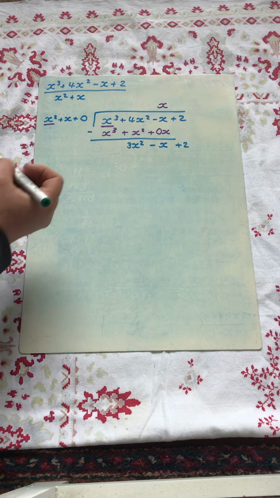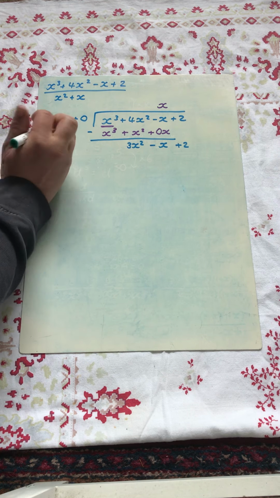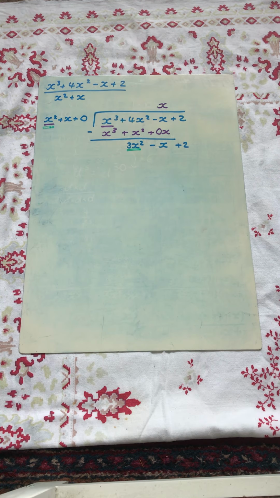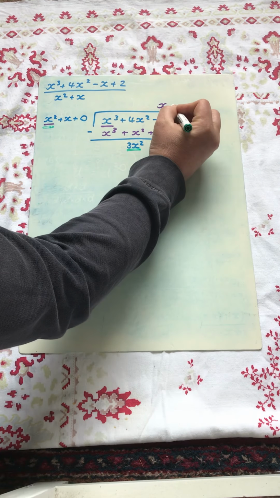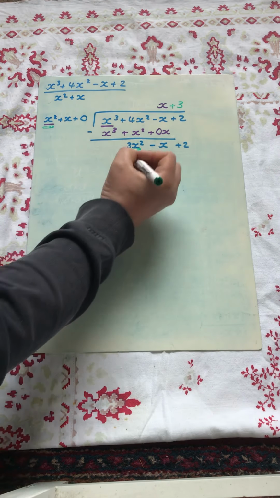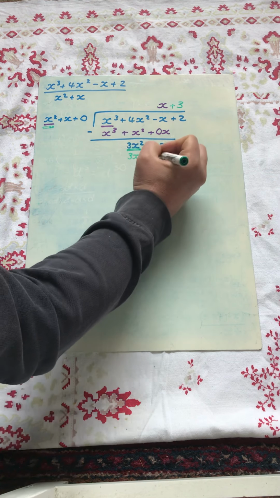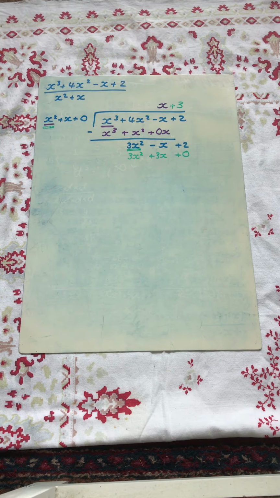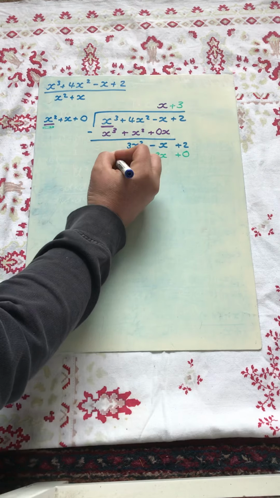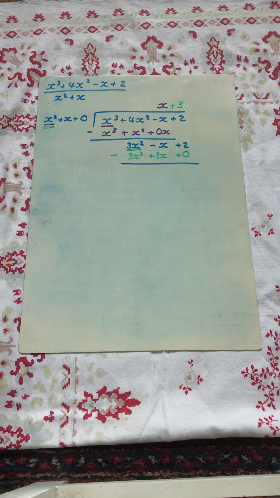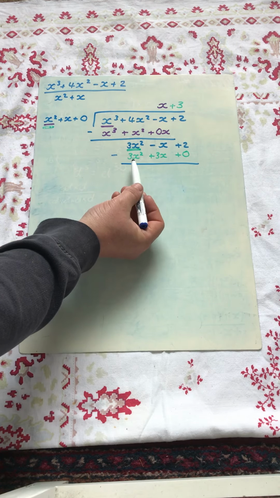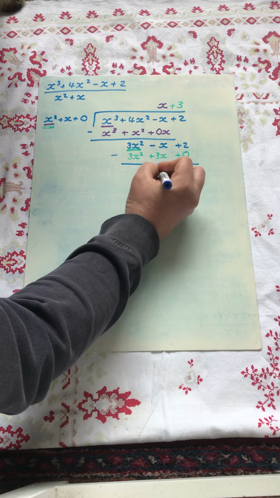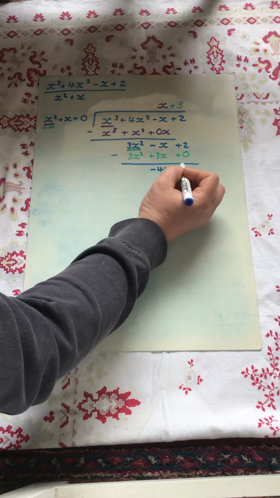Now we do our comparisons again. Again, we're saying, what do I have to times this leading value by to turn it into this leading value? Well, to turn x squared into 3x squared, I'll multiply by 3. So I'll multiply everything by 3. 3x squared plus 3x plus 0. Then again, take it away to find out what the remainder is. So I've got 3x squared, take away 3x squared is 0. Negative x, take away another 3x is negative 4x. And 2 take away 0 is 2.